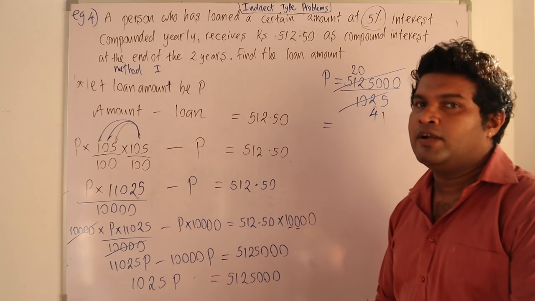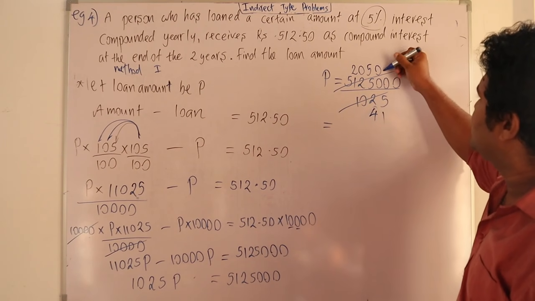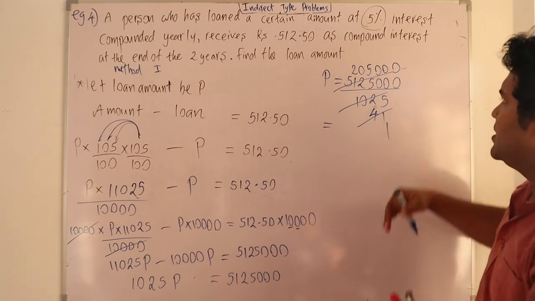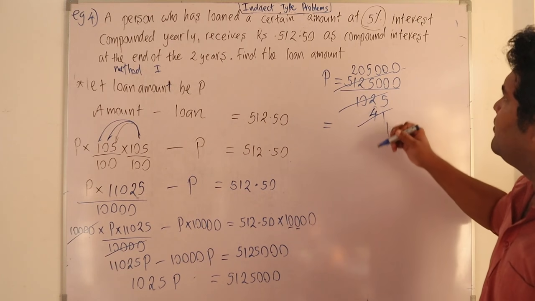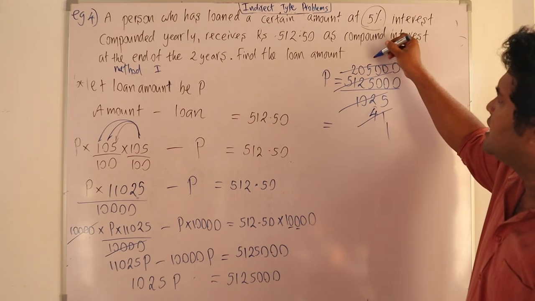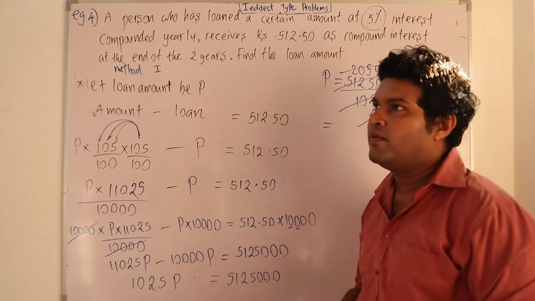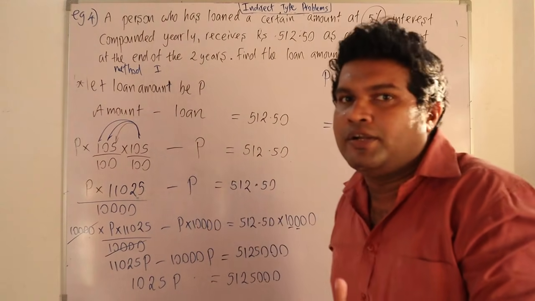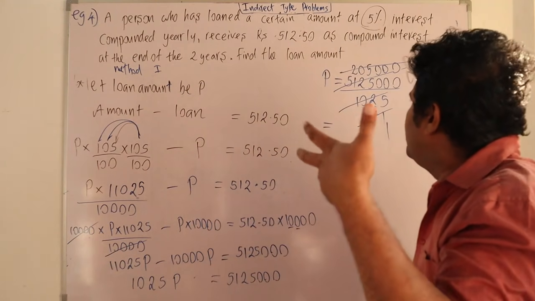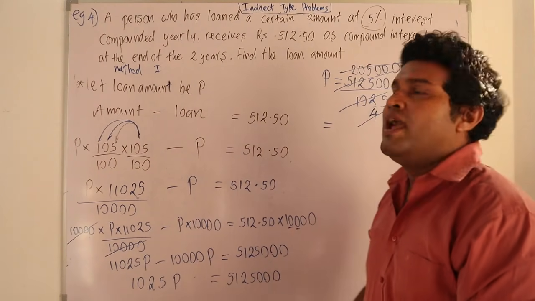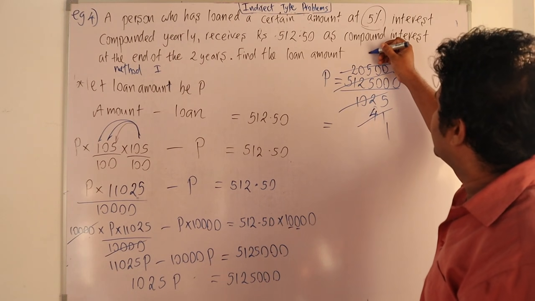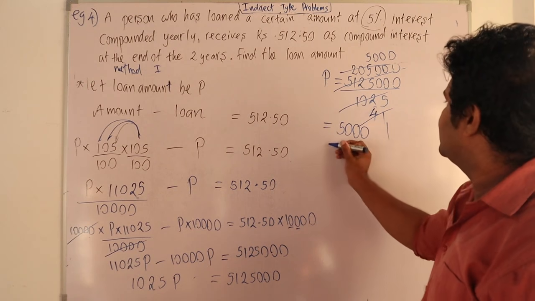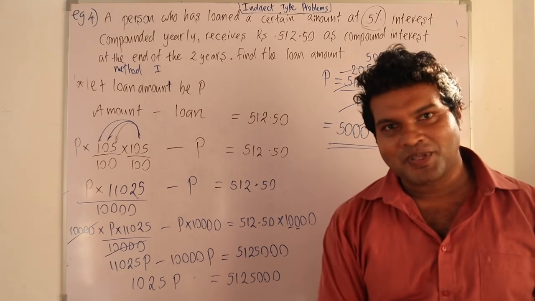Well, how many 25 times? Yes, 5 and 0, 0, 0. And furthermore, 41 times. 41 is a prime number, no more multiples for 41. Therefore, we have to divide by 41. How many 41 times should it be? 41 times 5 should be exactly 205 and 0, 0, 0. The answer should be 5,000 rupees. This is the answer. Okay.